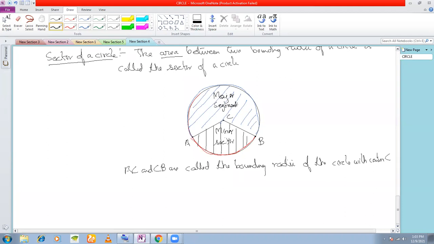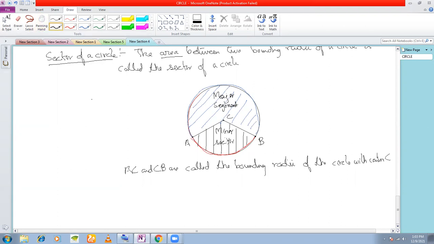So when you're cutting a cake, how do you cut it? You cut a minor sector, right? In case of a cake? So you cut a minor sector and you feed it to your friend, right? So next time when you're cutting a cake, remember you're cutting sectors in a circle pie, or a circle cake.